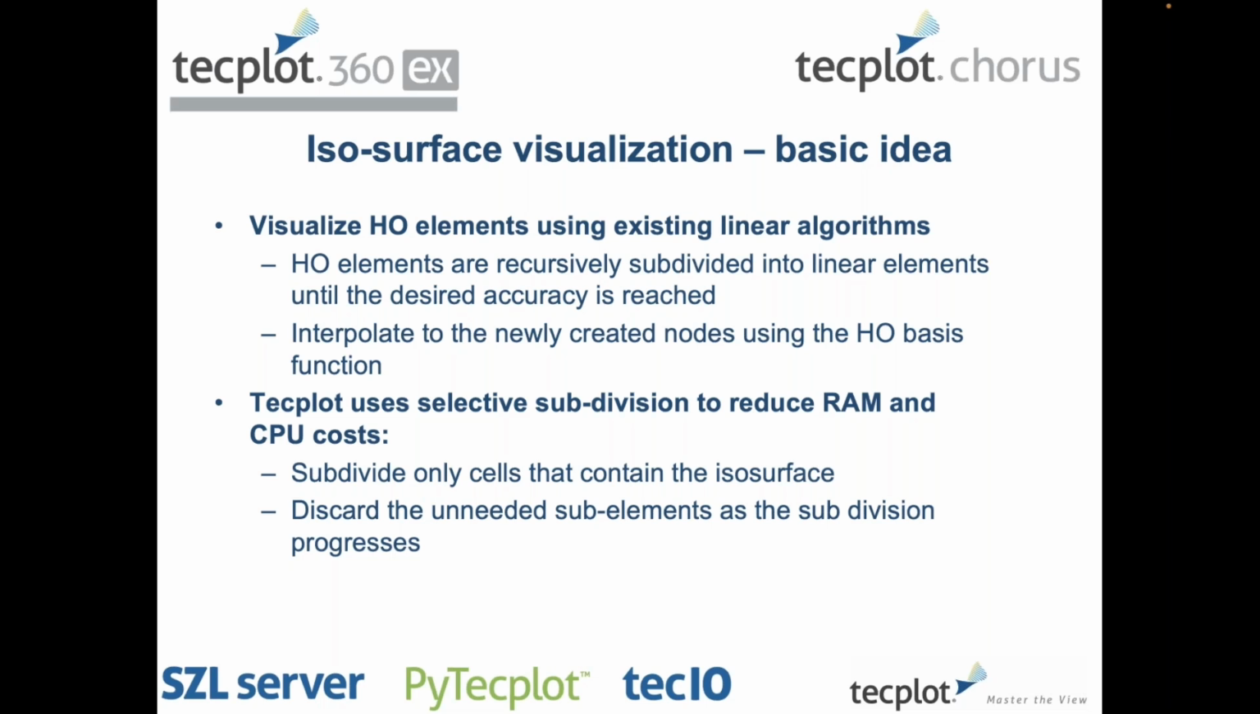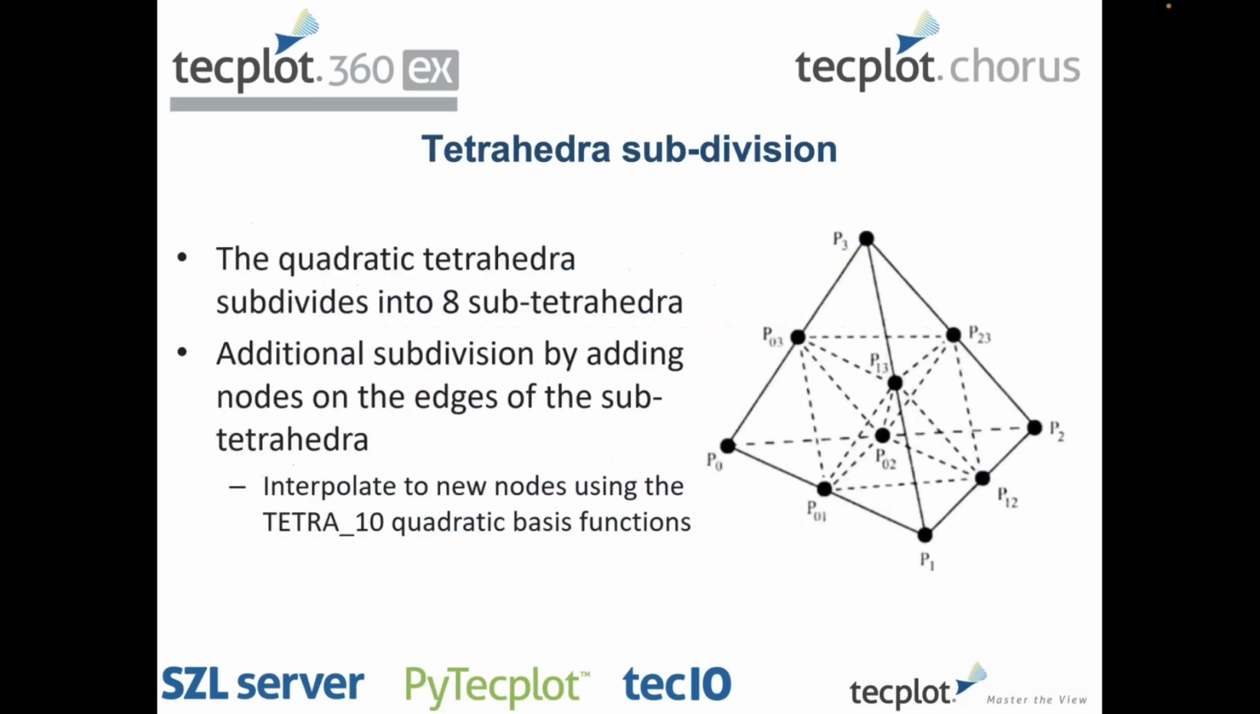TechPlot has a unique approach that is to use a selective subdivision algorithm. That means you just keep the sub-elements that contain your isosurface and discard all of the other ones. That turns out to be a huge reduction in terms of RAM and also CPU costs.